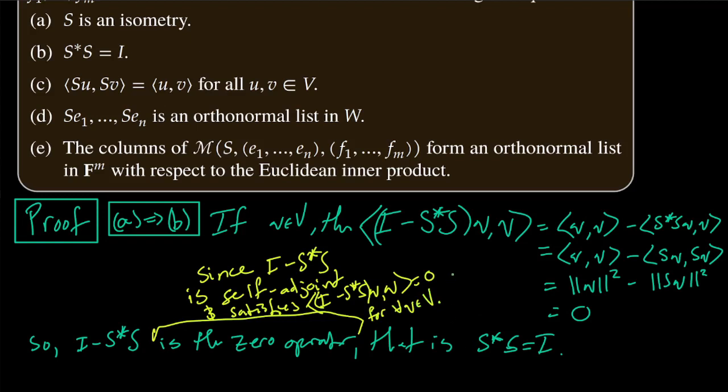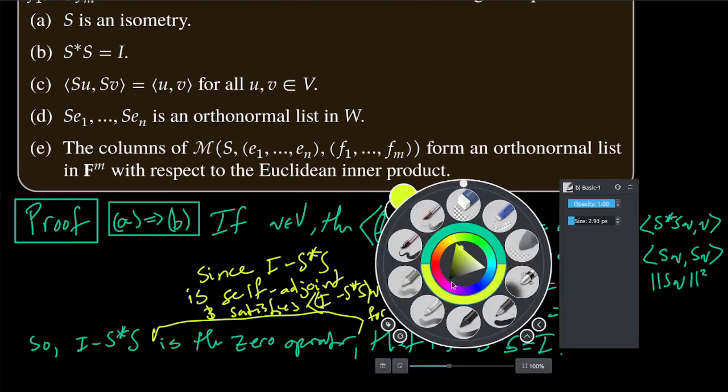We showed this last time, I believe, or maybe the time before, but pretty sure it was last time. We showed that for self-adjoint operators, if the inner product of the image of something with that original thing is 0 for all things, then that self-adjoint operator is the 0 operator. So there we go. All right, we got it.